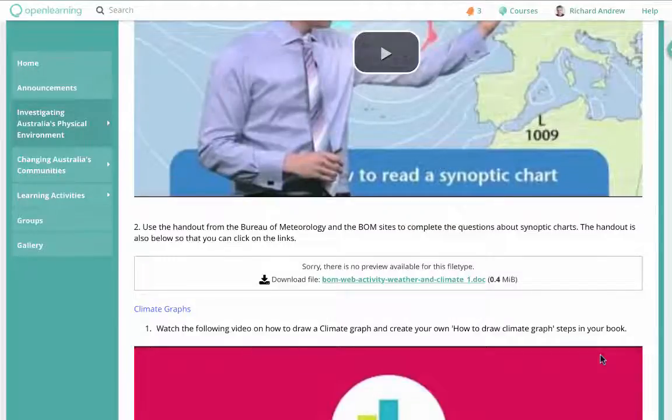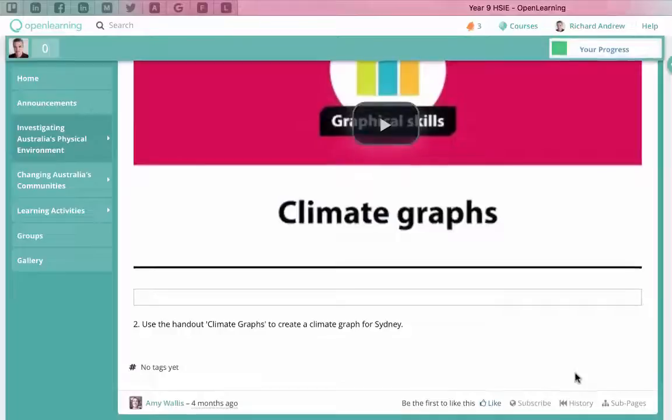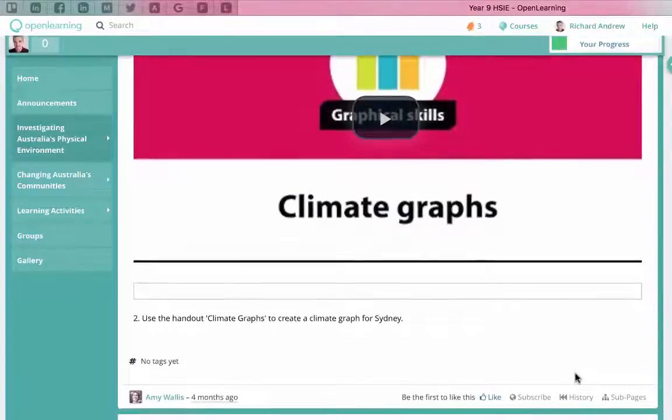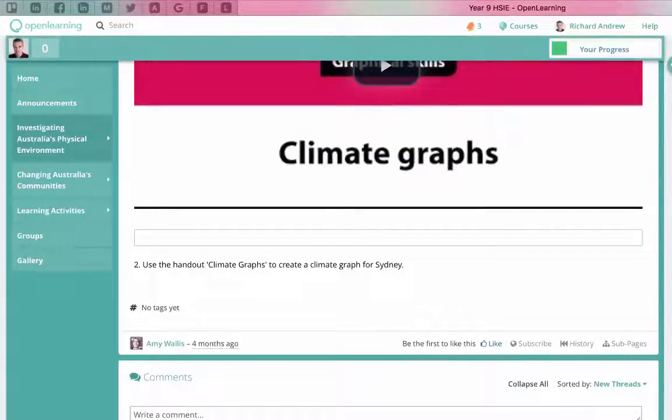Climate graphs and how to draw climate graphs as well, and then they had a handout where they were to create one and practice that skill.